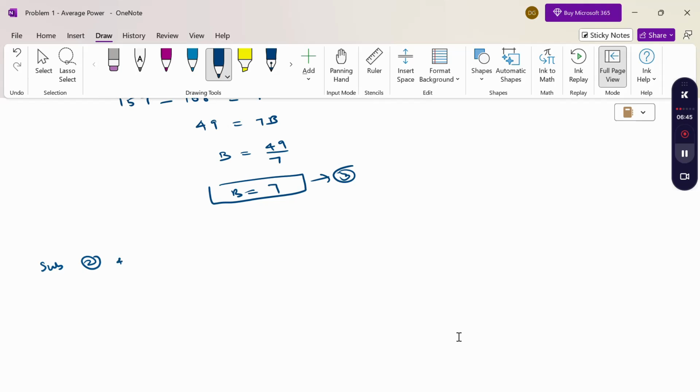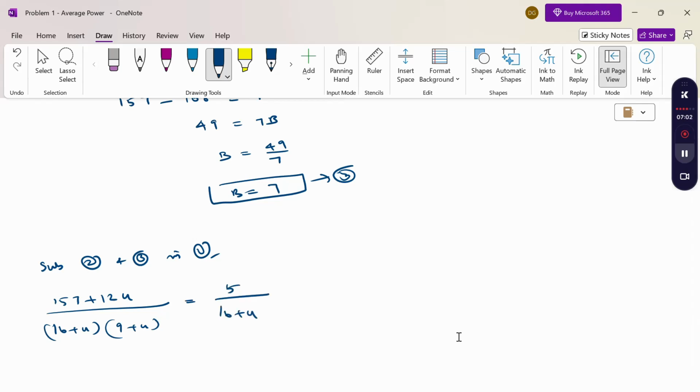Substitute 2 and 3 in equation 1. Therefore, (157 + 12u) / ((16 + u)(9 + u)) equals, what is the A value? 5/(16 + u) plus B value 7/(9 + u).